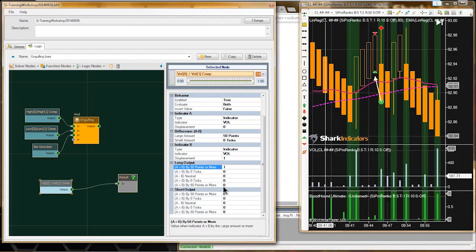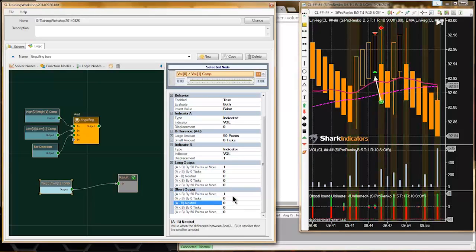And we're going to want to set the short output to the same condition as the long output. So let's set this to 1. There we go. All right, so now once again we have a long and a short output, identifying when the volume gets greater.